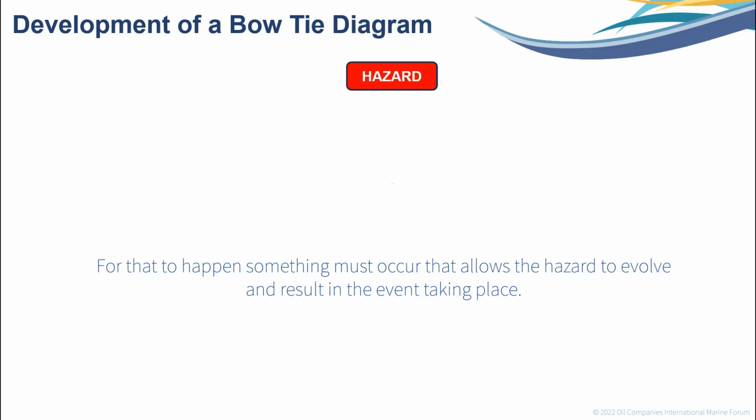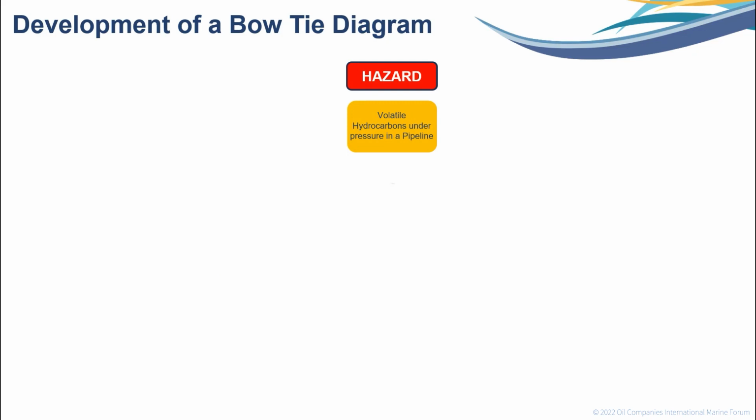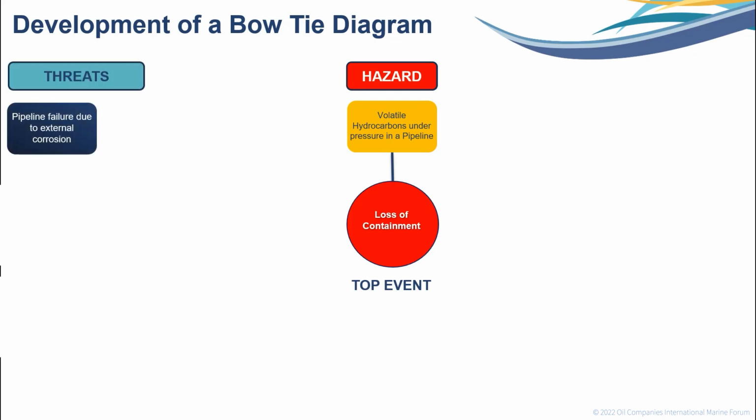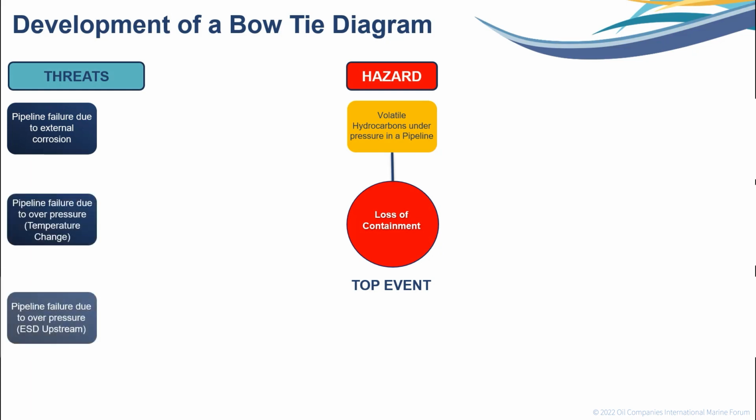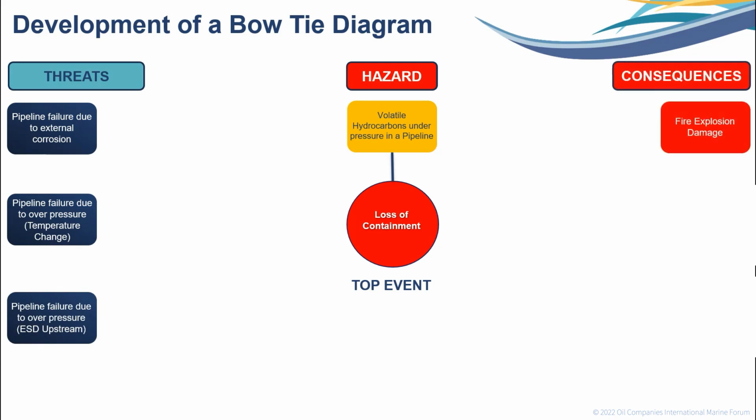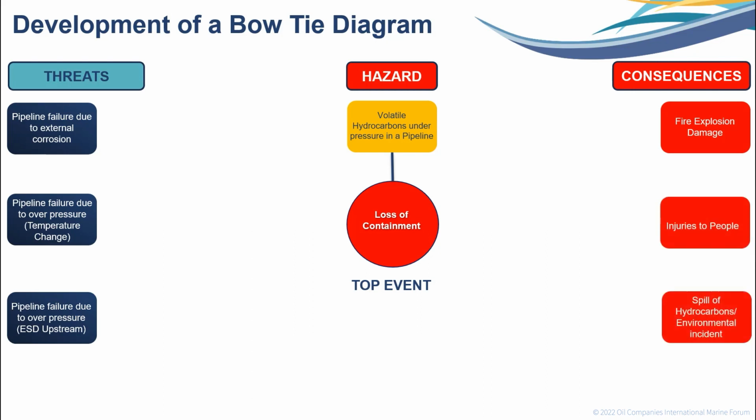As we know, the focal point of a bow tie is the hazard, which is something that has the potential to cause harm or trigger an event. However, for that to happen, something must occur that allows the hazard to evolve and result in the event taking place. The example of a hazard shown is volatile hydrocarbons under pressure in a pipeline, and the event is the loss of containment. The threats could be pipeline failure due to external corrosion or overpressure due to thermal variation or upstream emergency shutdown (ESD), the consequences of which could be fire or explosion, personal injury, and/or environmental pollution.